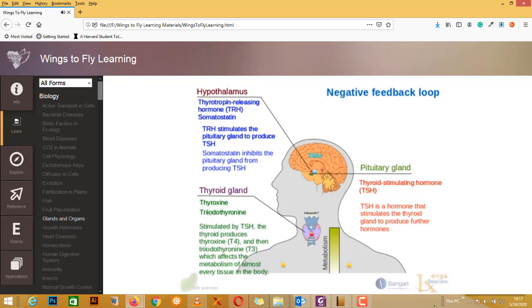We must also note that there is a negative feedback loop here, in that when T3 and T4 concentrations are low, the production of TSH is increased, and when T3 and T4 concentrations are high, TSH production is decreased.